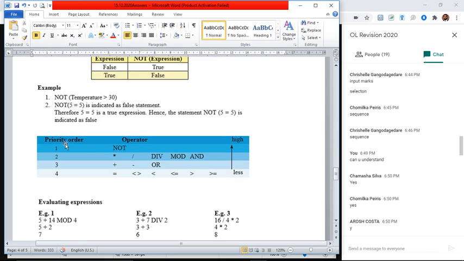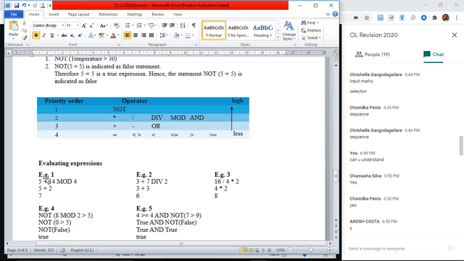Then they have given the precedence order: 1, 2, 3, 4. Not is the highest position. Then multiplication, division, div, mod and AND are in the second position, plus, minus and OR are in the third position, and all the comparisons are in the fourth position. So it goes from high to low. You start from the high and go down to the lower ones.